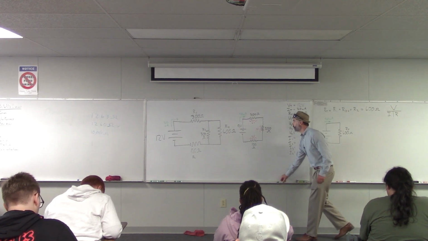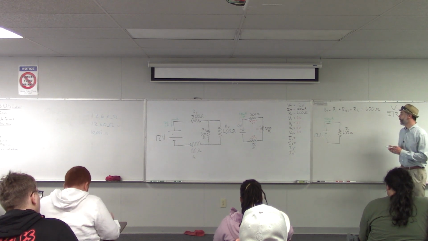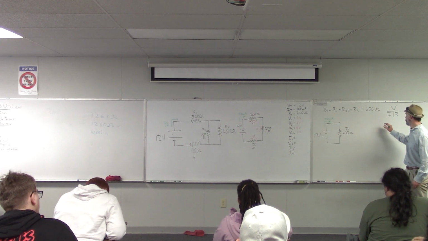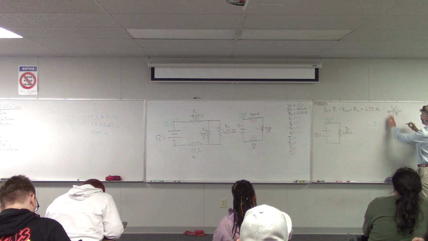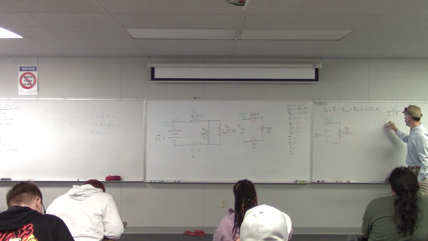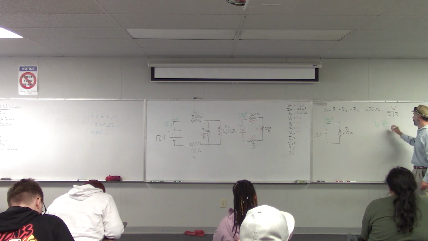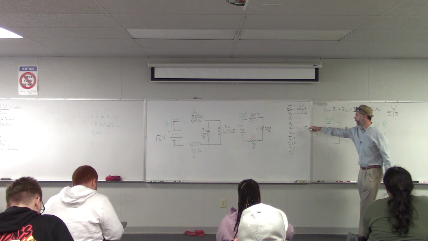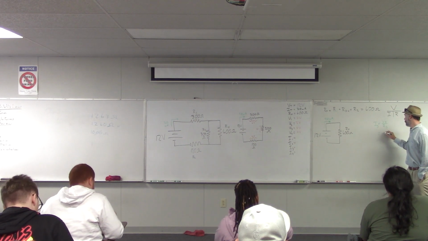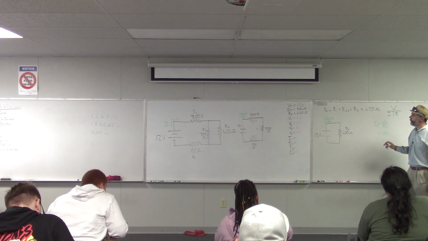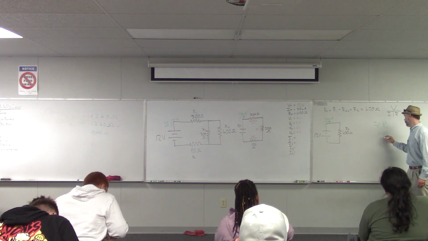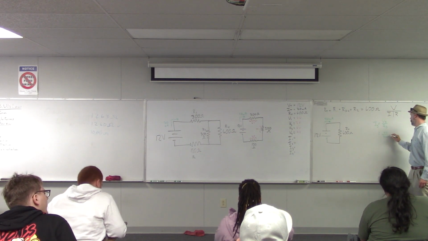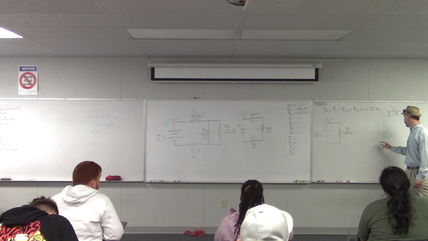So for R3, let's look at R3. We want to find the current for R3. So we write down I equals, cover that up, we see it's V over R. So I3 is V3 over R3. V3 is 4 volts, and then R3 is 300 ohms. So what is 4 over 300?